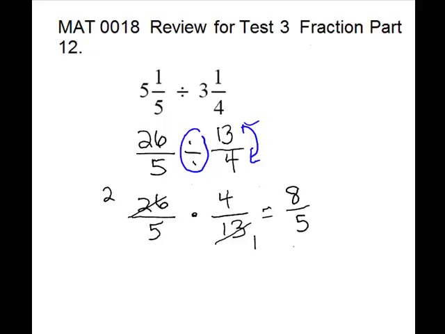8/5, I'm fine with that answer, but we will divide it out to get the equivalent one. 5 into 8 will go 1 time, with 3 left over. 3 will go back over your divisor. So 1 3/5 is an equivalent answer to 8/5.